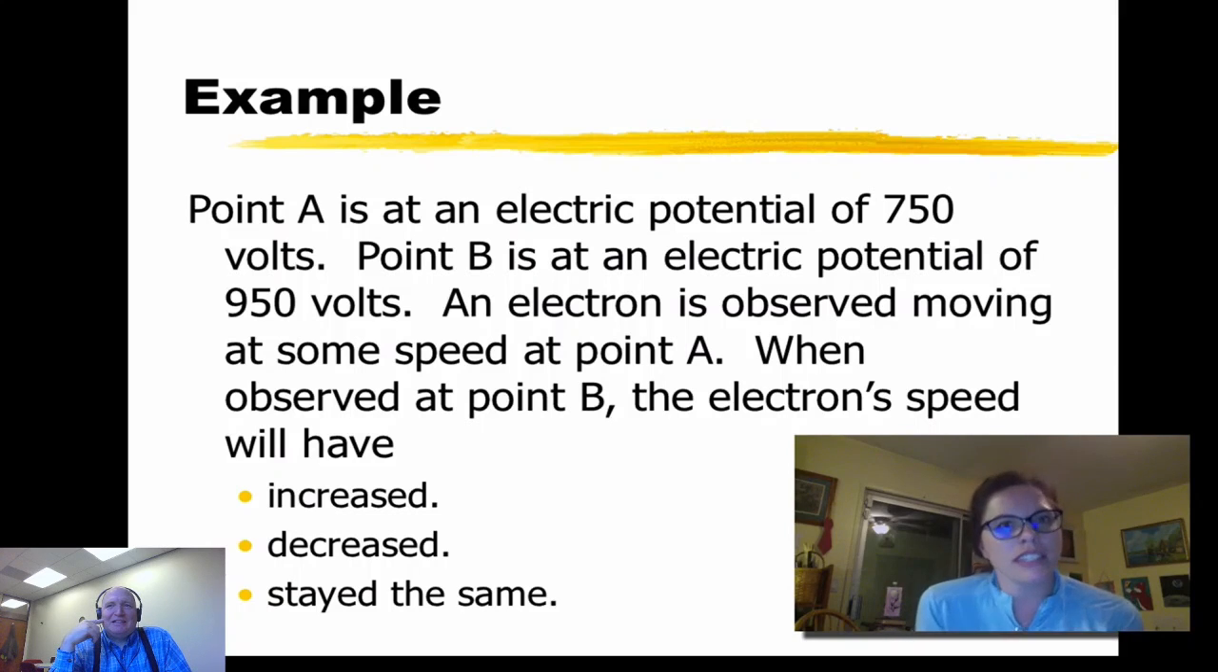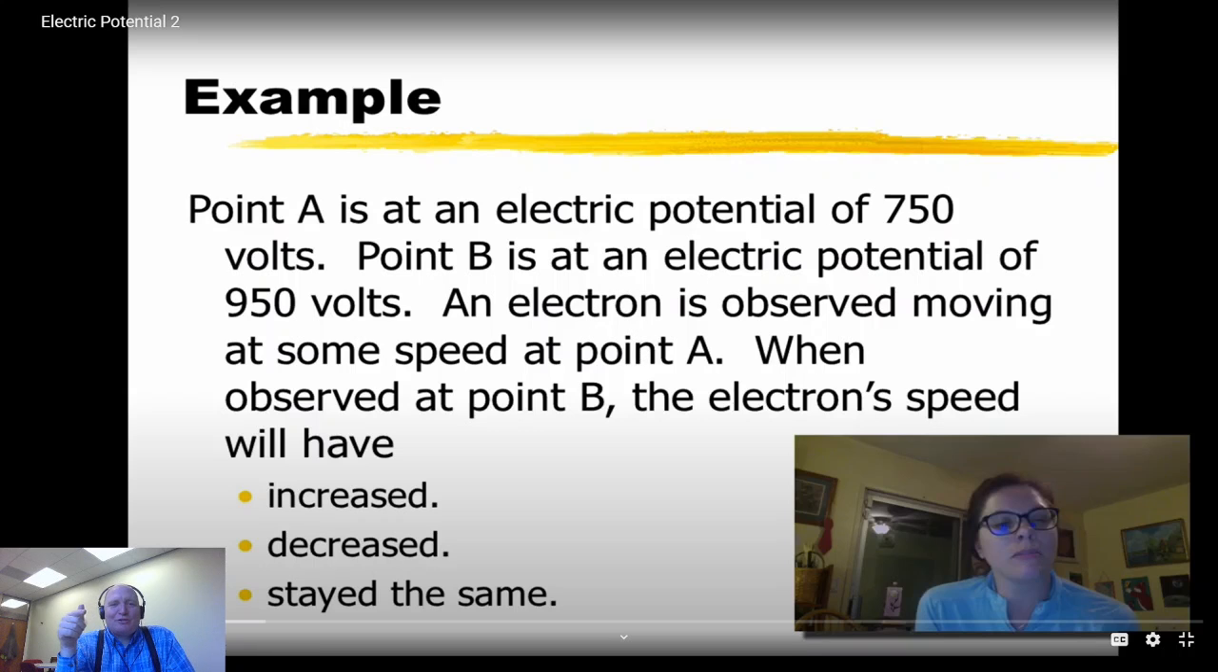So in this first example, point A is at an electric potential of 750 volts. Point B is at an electric potential of 950 volts. An electron is observed moving at some speed at point A. When it is observed at point B, will the electron speed?